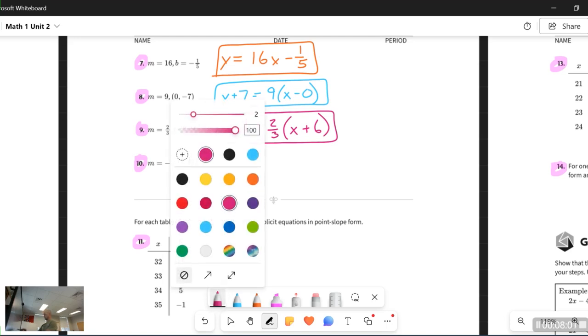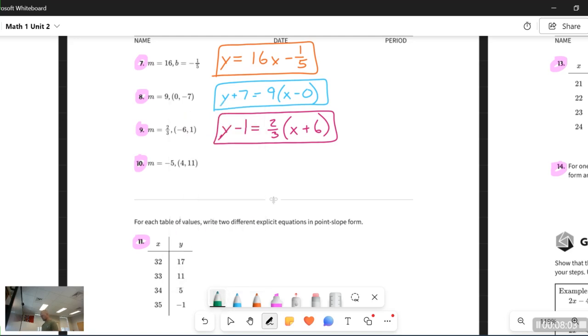And then we will go with our last one. We'll go with this wonderful green. We're given a slope, we're given a point, we're going to continue to use point slope in this case. So y minus 11 is equal to -5 x minus 4. Boom. And there you have it.